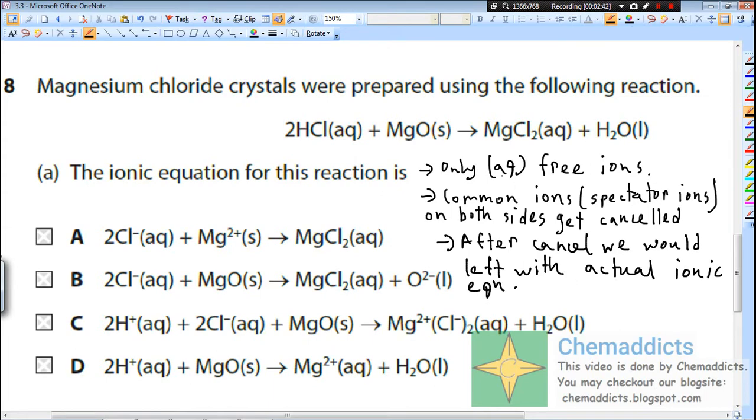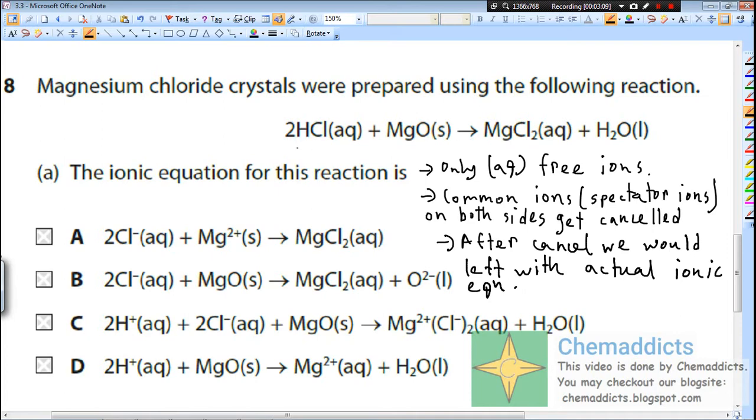So here are some points that we need to know, that only aqueous solution will have free ions. That's fine. The common ions or spectator ions on both sides get cancelled out. After the cancellation, we would be left with the actual ionic equation. Okay. So now let us study this equation.